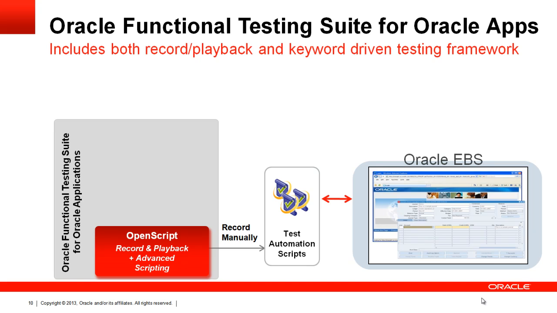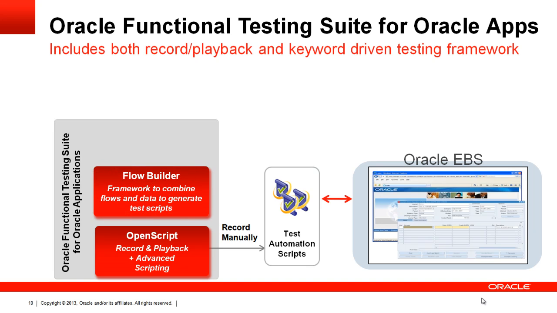The Oracle Functional Testing Suite for Oracle applications offers traditional record and playback through the OpenScript scripting environment. This is something that we have had for years. It provides robust test automation scripts for Oracle applications. It's based on Java, so you can extend the script using Java code.